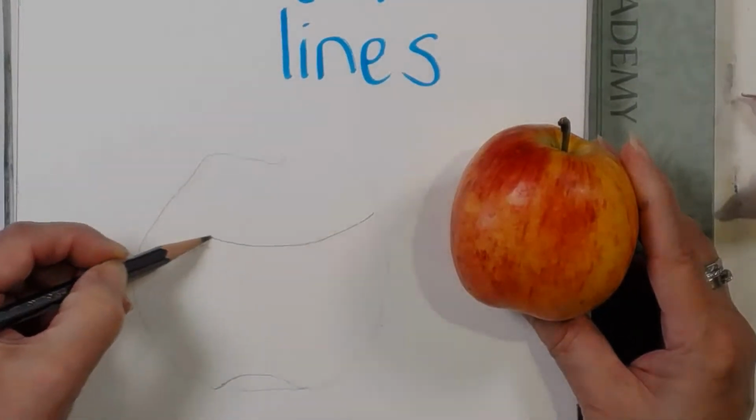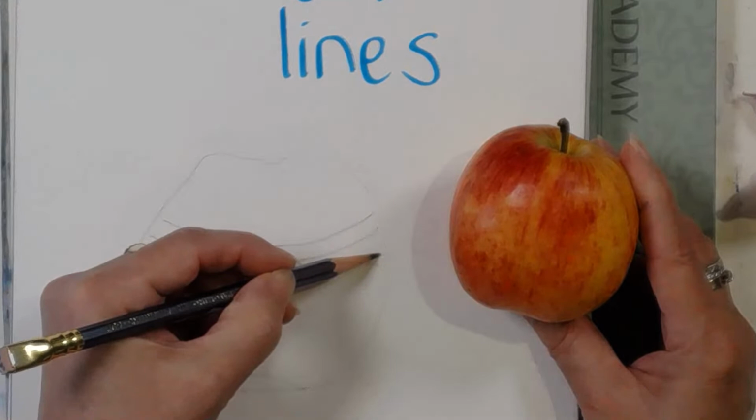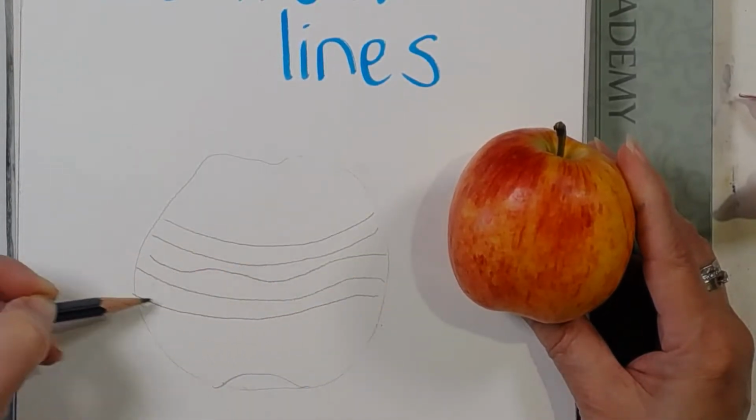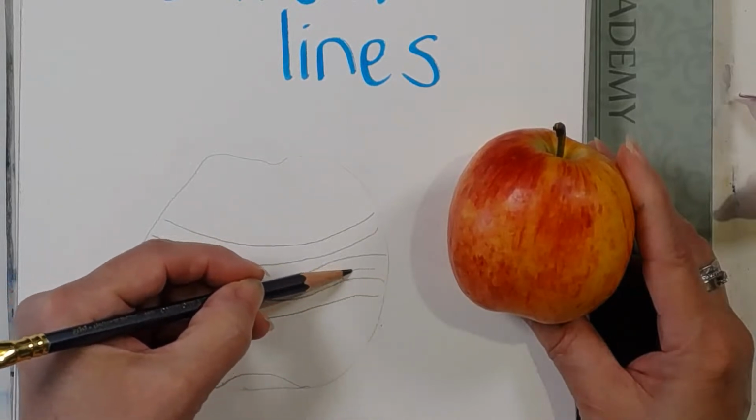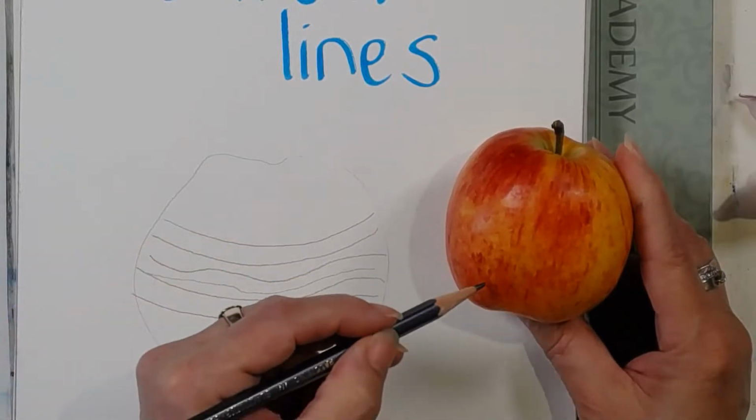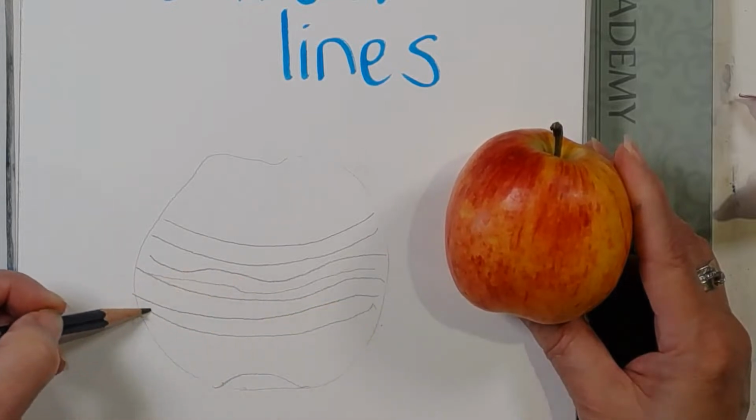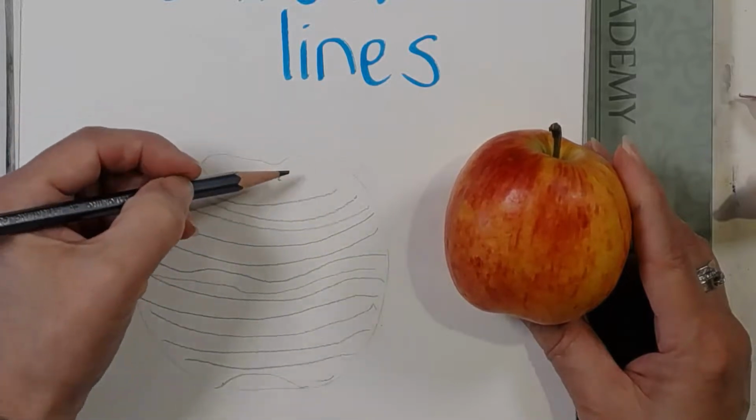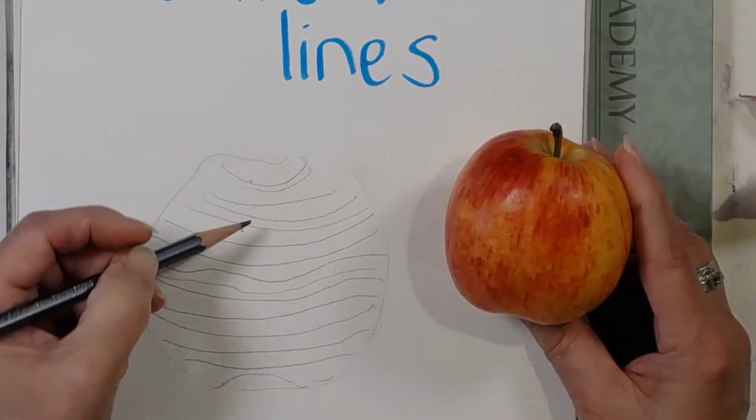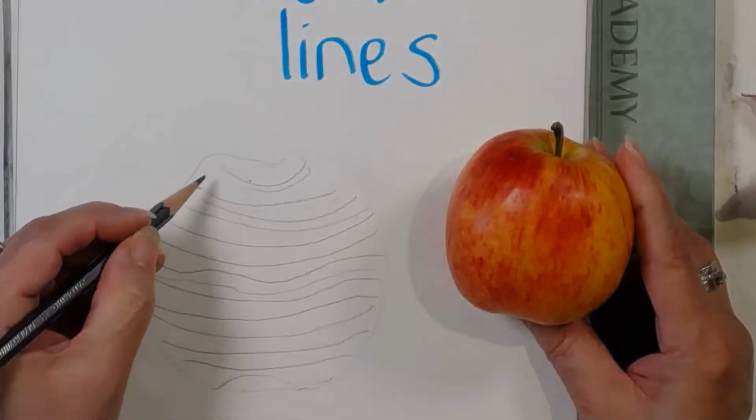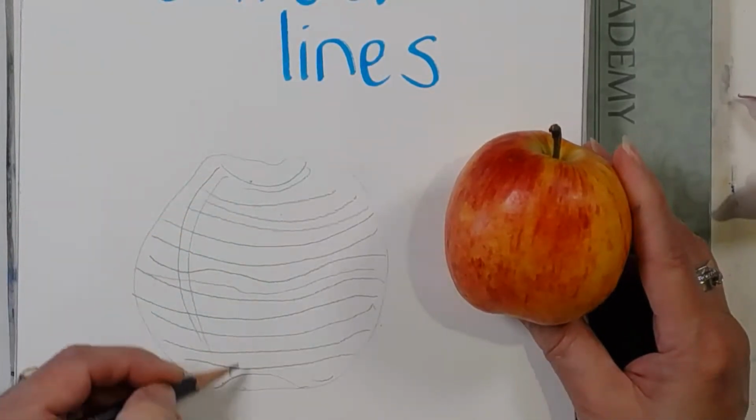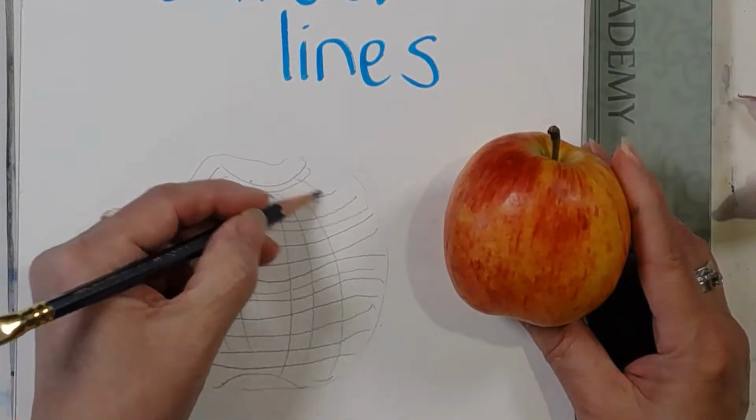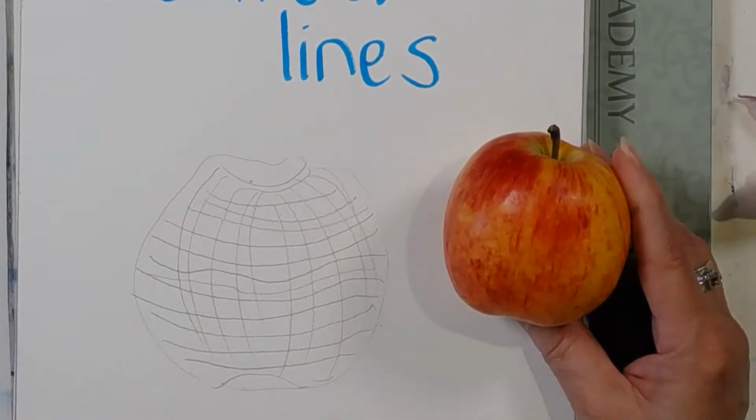Contour lines follow the curve of the apple. I've done that one a bit wonky because it does actually have a little indent in it. But basically, I am following the contour lines, and they get smaller as they go up there. And the other opposite way that contour lines go is in this direction. And if you decide to draw an apple, this is a great way to start to give you instant form.